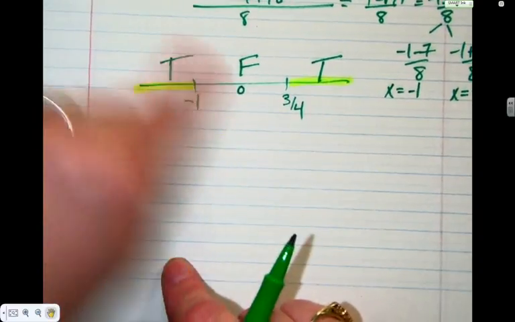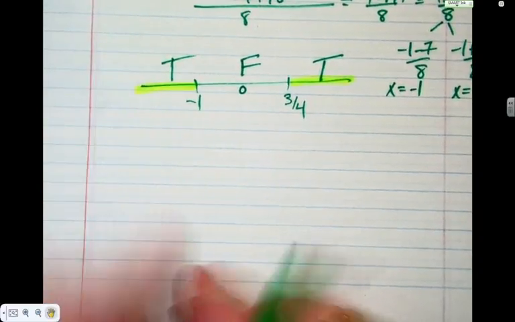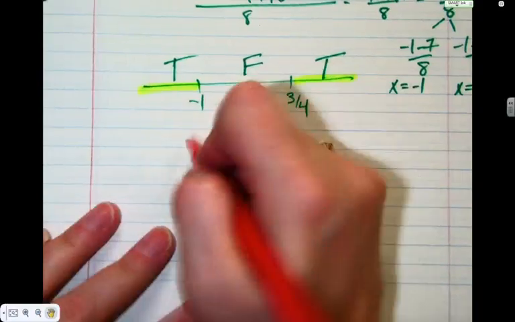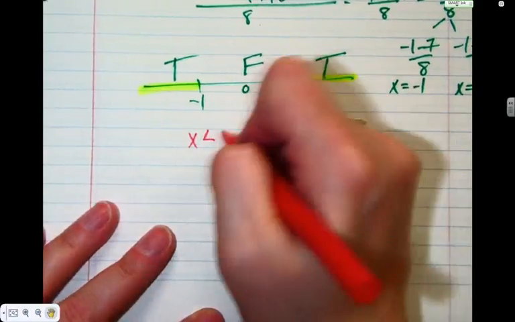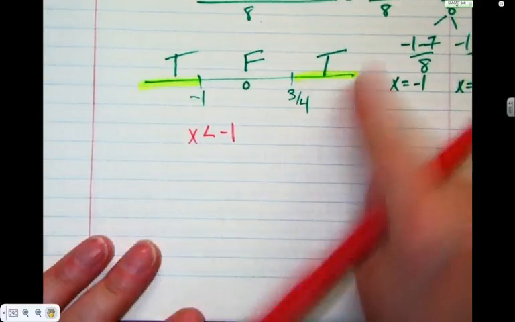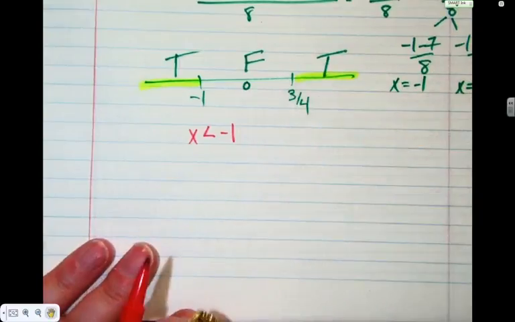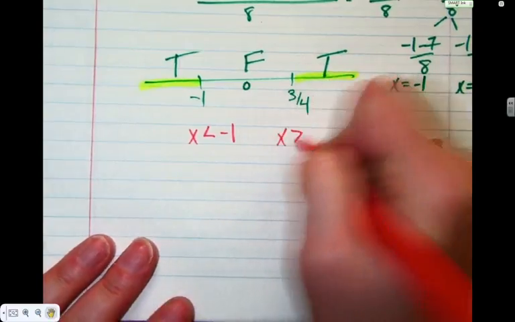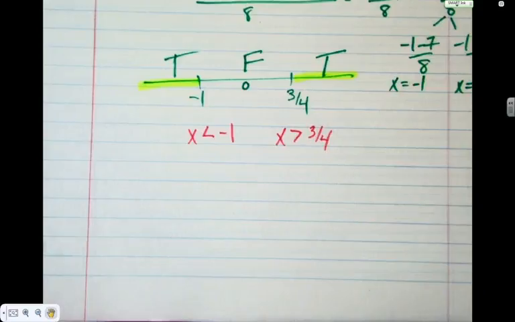How do we say these numbers over here on the left of negative 1? X is less than... Or equal to or not or equal to? Why not? Because it's on the... And how do we say all these numbers here on the right of 3/4? Greater than... Or equal to? Not or equal to. That's as hard as it's going to get, by the way.